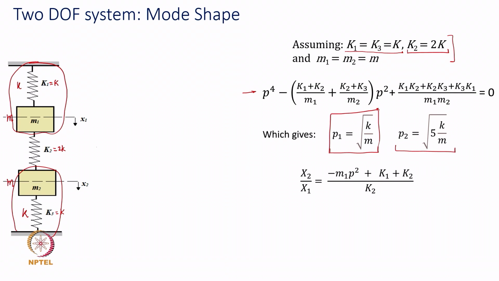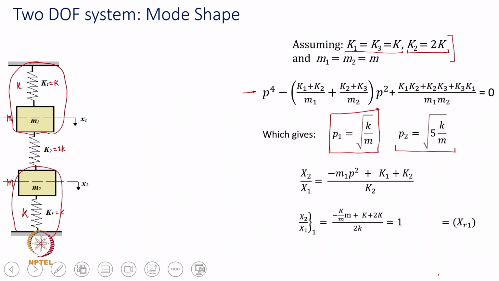Now, this expression, if you substitute for these assumed values of k1, k2, k3 and m1, m2, you will find that by substituting k1 equal to k and k2 equal to 2k, and also we have to substitute p either as p1 or p2 depending upon what amplitude ratio you want for which particular natural frequency.